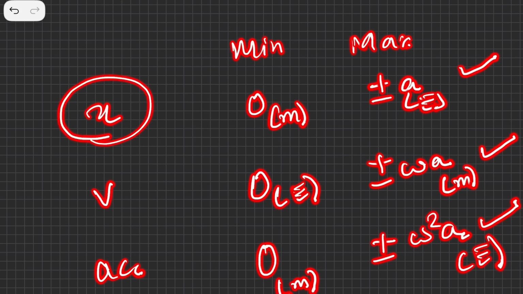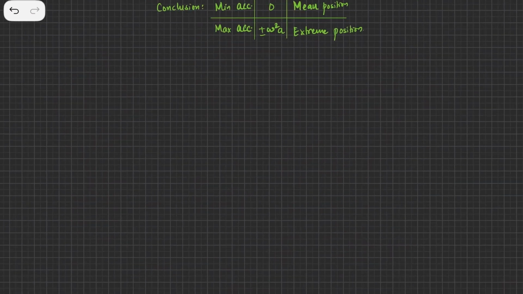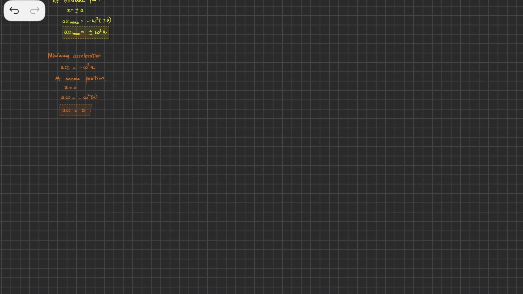Note that wherever displacement is maximum, acceleration is also maximum. Whereas where displacement is minimum, the acceleration is also minimum. And velocity always works opposite to that of displacement and acceleration. So you can just freeze the video and take down the notes of that.